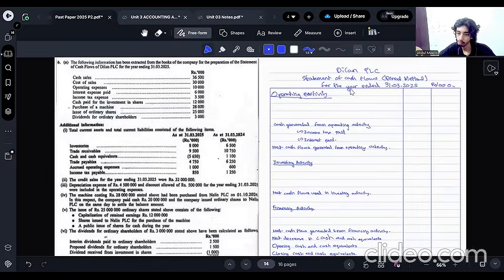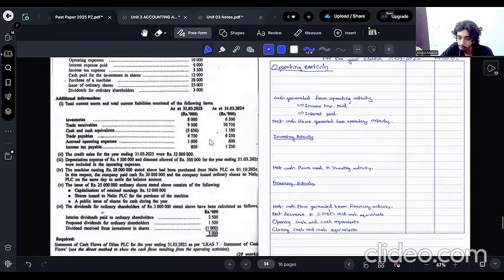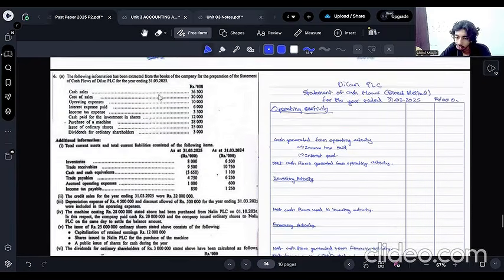Then moving on to the sixth question. The following information has been extracted from the books of the company for the preparation of statement of cash flows of Dilan PLC for the year ending 31st March 2025. Here they have given a few transactions, and then you can go to additional information directly, and there you have some extracts of current liabilities and current assets. Then certain additional information: credit sales for the year ending 31st March 2025 were 32 million. Now here they have given the cash sale.